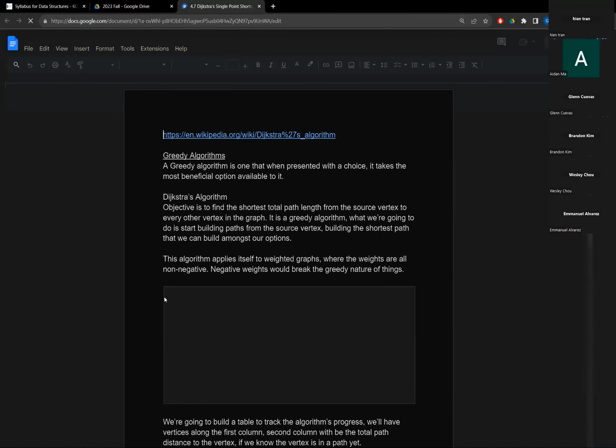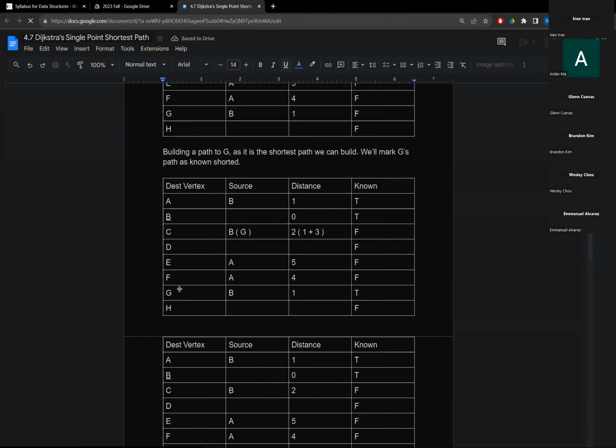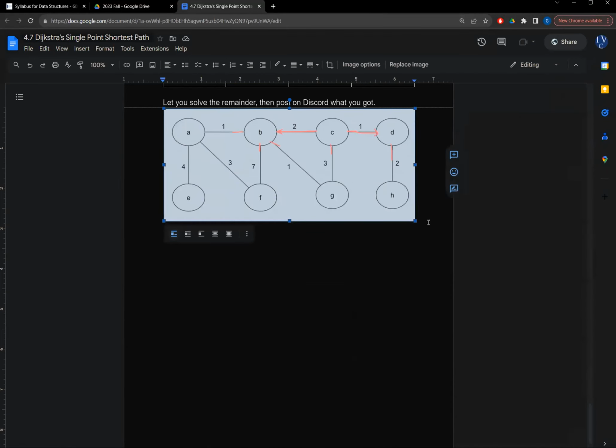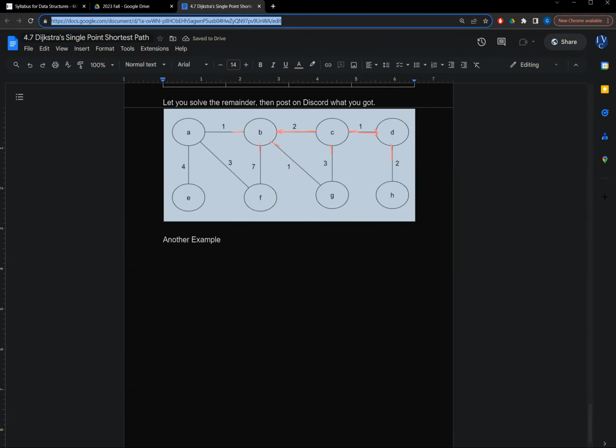Let's do some more Dijkstra single point shortest path, just to make sure it's starting to click. All right, let's do some different graphs.